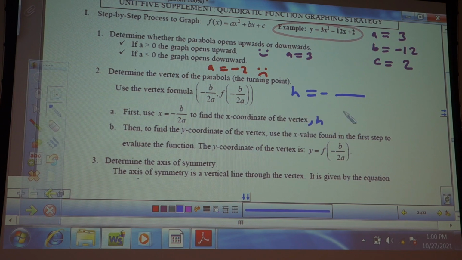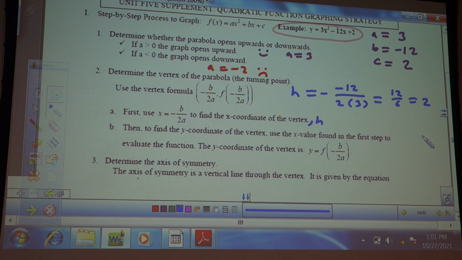So H is negative, and then my B is negative 12, over 2 times my A, which is 3. So the negative cancels out. Is everyone all right with that part? And taking a negative of a negative. So that becomes 12 over 6, which is 2. Is that what everybody got for that? So I know that my X coordinate at the vertex, my H, is 2.